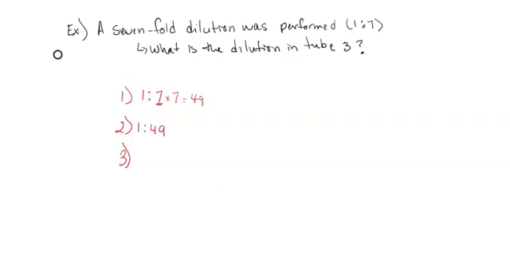49. And then we'll need to multiply by our dilution factor again, which is 7. 49 times 7 will give us 343. So our dilution ratio for tube 3 is 1 to 343. And that's what our question is asking us. What's the dilution in tube 3?